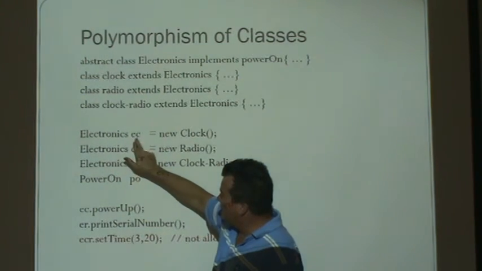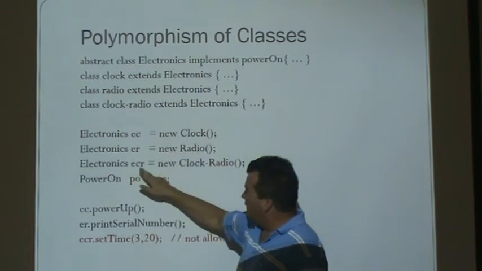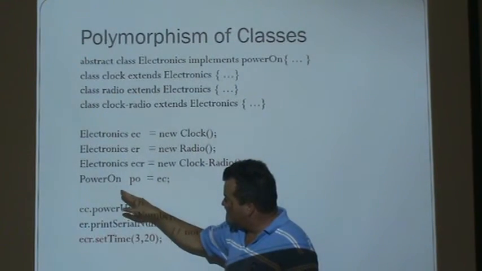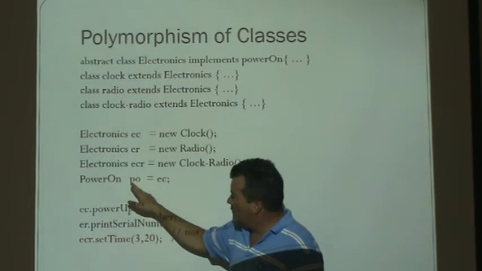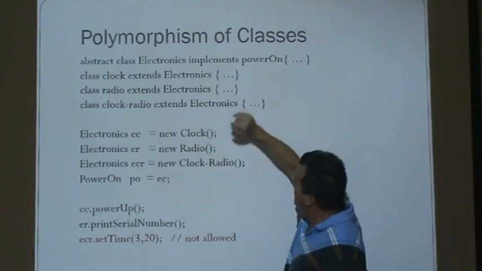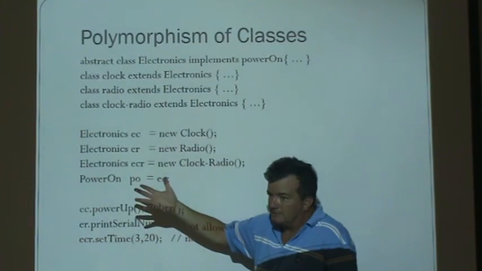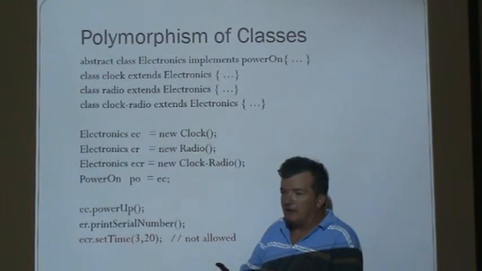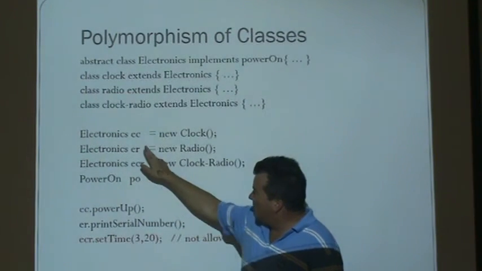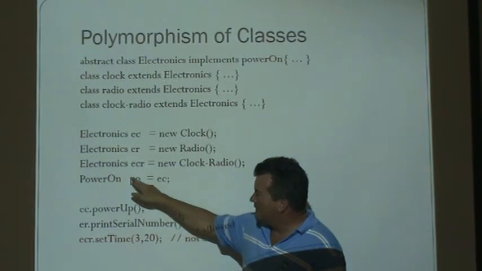So I can make an Electronics EC, which is a clock, an Electronics ER, that's my reference, a radio, and then an ECR for a clock radio. Now what I could do is create a PowerOn object. In this case, I'm saying I have an interface called PowerOn. So this is an object that has the ability to turn on. I don't know if it's a clock, a radio, whatever. It's just something that has the ability to turn on. And I set it equal to my electronic clock. And now I can call powerOn on this object.